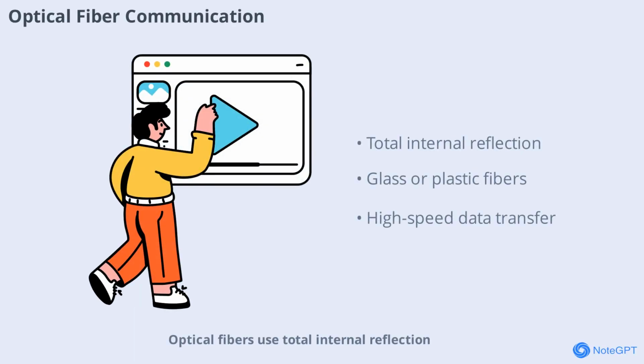Optical fibers use total internal reflection to transmit light signals over long distances. These thin, flexible strands of glass or plastic are the backbone of modern communication networks, enabling high-speed internet and data transfer with minimal signal loss.